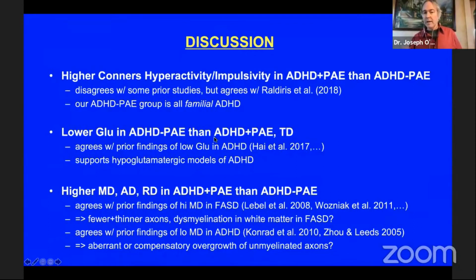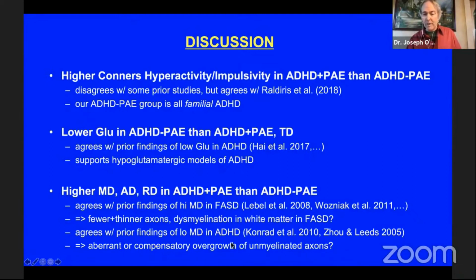We saw lower glutamate in ADHD-PAE than in the other two groups. This actually agrees with prior findings of low glutamate in ADHD and supports hypoglutamatergic models of ADHD that people have advanced. And we saw a higher mean diffusivity. Also, we didn't show it, but higher axial and radial diffusivities in ADHD+PAE than ADHD-PAE. This agrees with prior findings of high mean diffusivity in FASD, and suggests maybe you have fewer and thinner axons and maybe dysmyelination in white matter in FASD. The finding also agrees with prior findings of low mean diffusivity in ADHD.